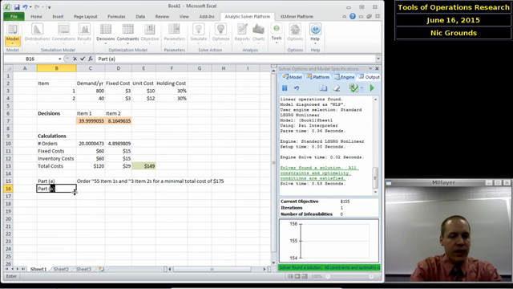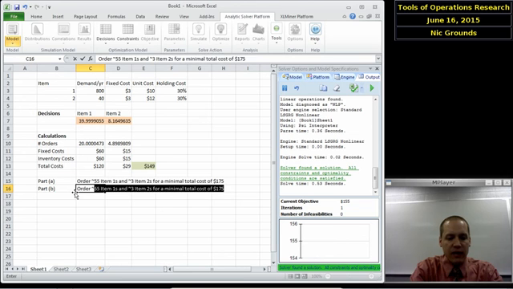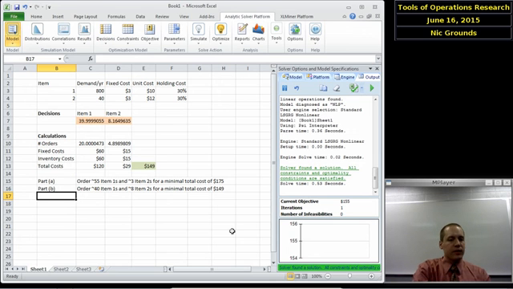And sure enough, what we found was we would order something like 40 item 1s and 8 item 2s for a minimal total cost of $149. Okay.